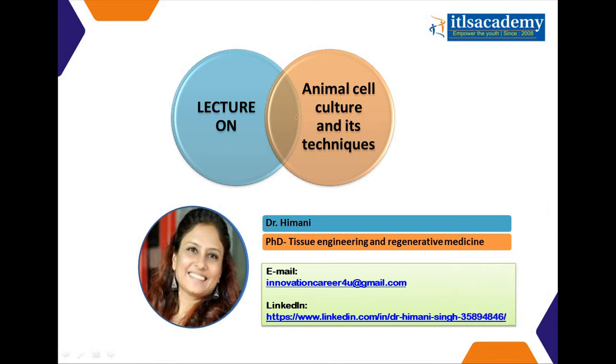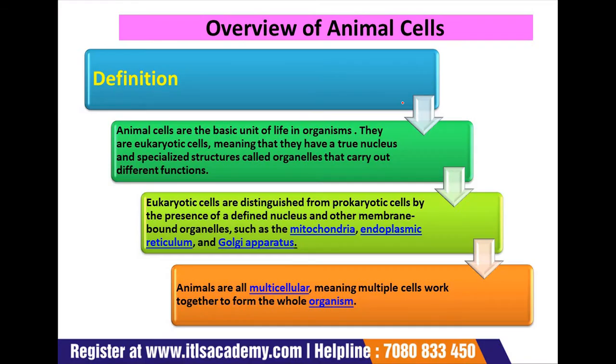Today we are going to discuss animal cell culture and its techniques. So, we are discussing the animal cell. What is an animal cell actually? Cell culture is the process by which prokaryotic, eukaryotic or plant cells are grown under controlled conditions, but in practice it refers to the culturing of cells derived from animals.